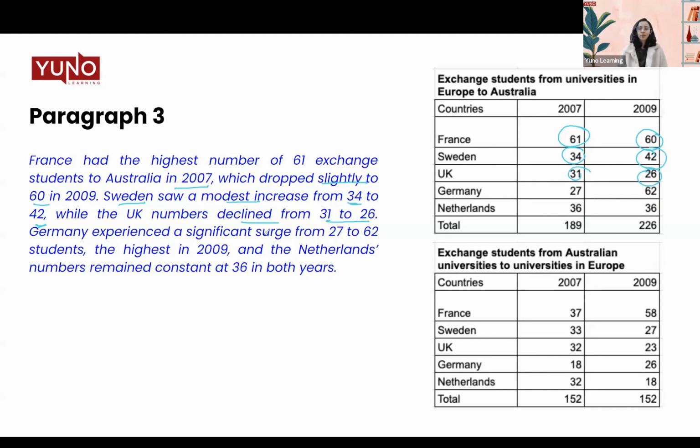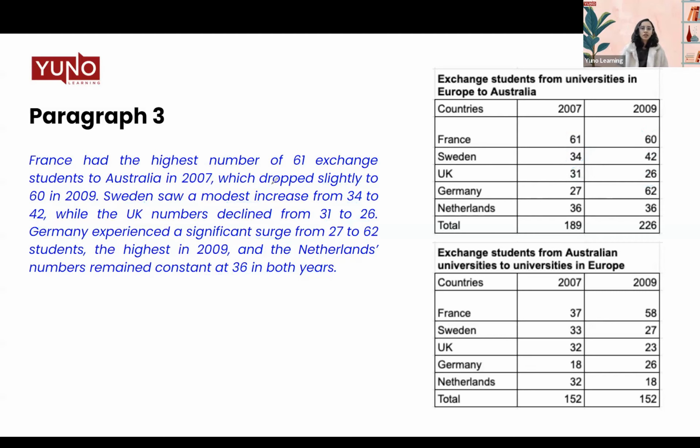You see how we are comparing these, how we are summarizing the data. I'm not just simply quoting, oh, France had 61 in 2007, then 60 in 2009. We have used some words here. We have used some linkers in between. Then Germany experienced a significant surge from 27 to 62, highest in 2009, and the Netherlands remained constant at 36 and 40 over the years.